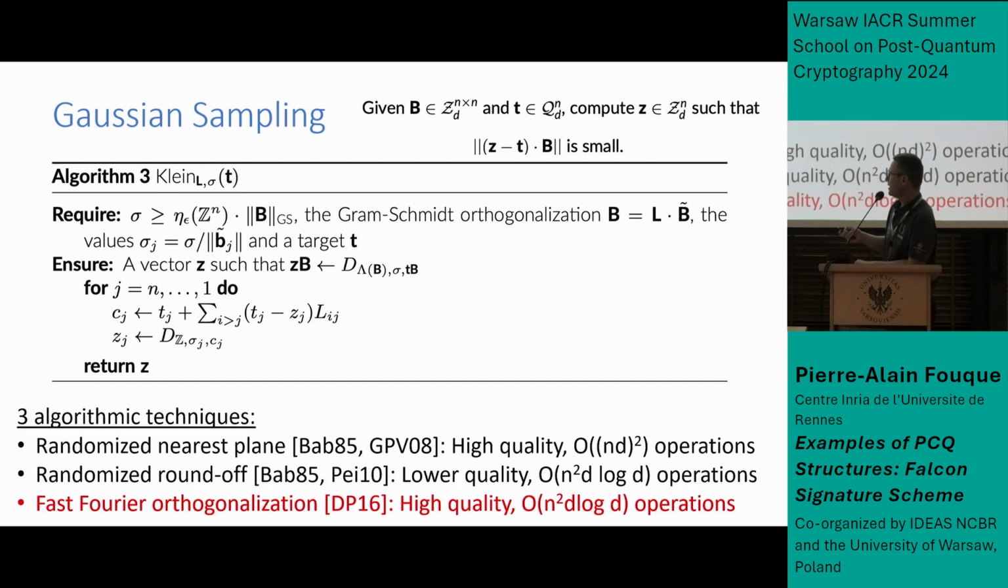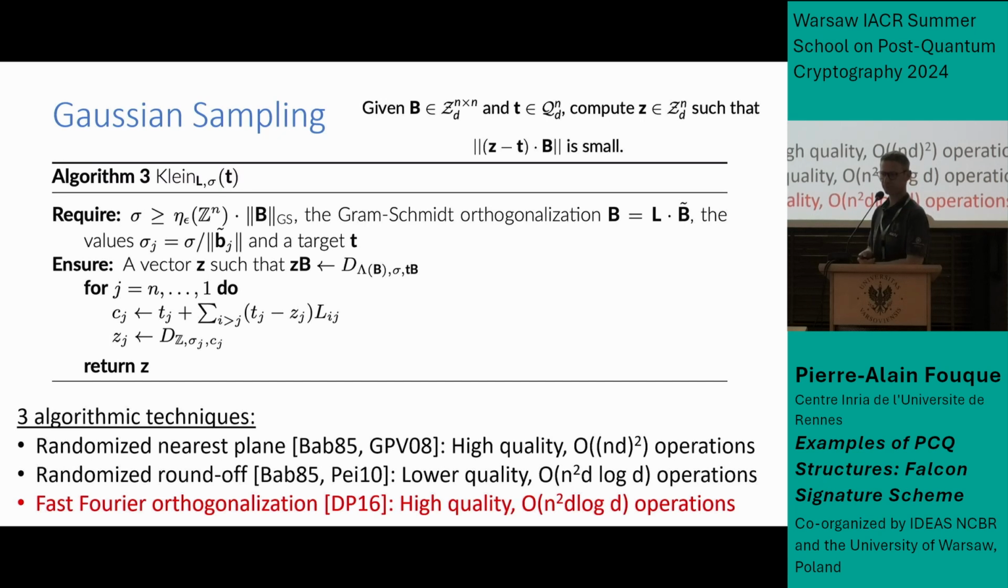Okay? So there are, in fact, 3 different algorithmic techniques to generate Gaussian sampling. The first one is to use the nearest plane algorithm. This is exactly what, again, Gentry, Peikert and Vaikuntanathan did. This algorithm gives you a very high quality. The quality of the algorithm means that the lattice points that you generate are very close to the points that you begin with. And the complexity of the algorithm is here.